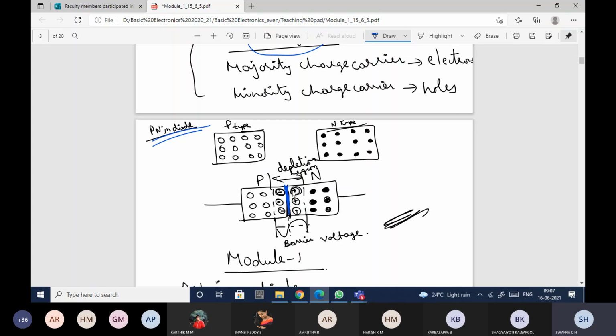So this diffusion will happen until this acts as a barrier, so that from the n-type material the electrons will not move further to the p side. That entire region is said to be the depletion region.